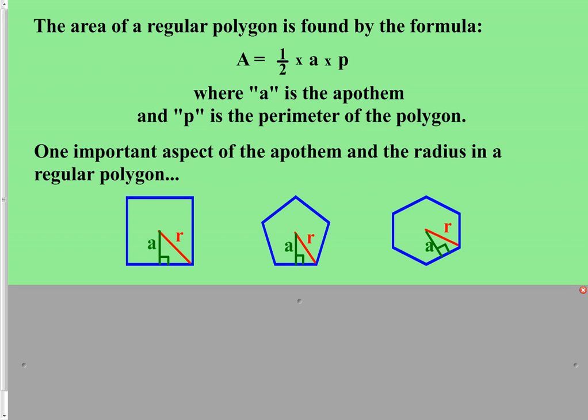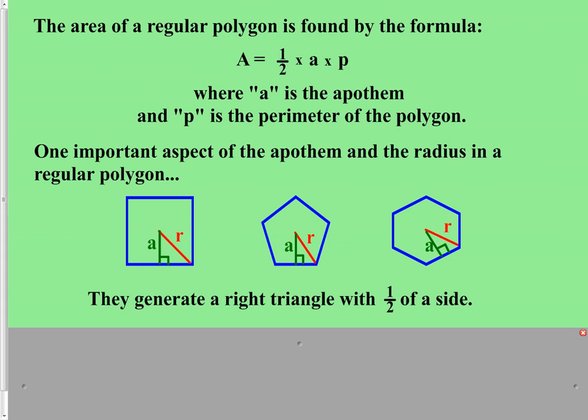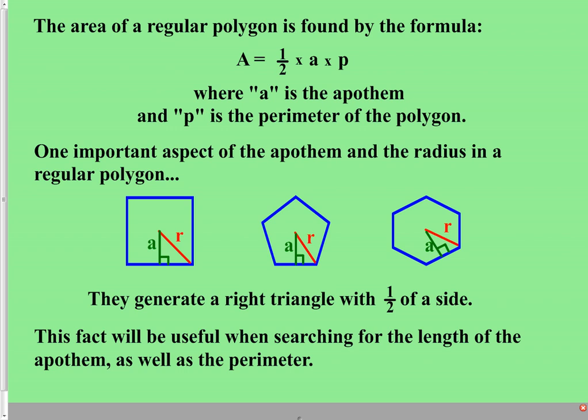Apothem and the radius. You can see that between the apothem and the radius and the side of the polygon, right triangles are formed. And of course, anywhere there's right triangles, we have things like SOHCAHTOA, and we have things like the Pythagorean theorem. Okay, but there you see it. The apothem and the radii generate a right triangle with half of a side length as their third side. That fact is going to be an invaluable tool at our disposal when it comes to finding the information that plugs into our area formula.